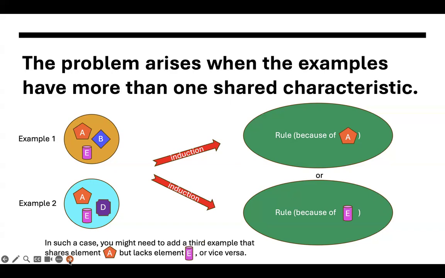In a case like this, you might need a third example that shares element A but lacks element E, or vice versa. If you found, for example, another little case, another biblical case, example 3, which has elements A, F, and G, then you would know for sure that the relevant element is A, and then you would feel more comfortable about inducing the rule.